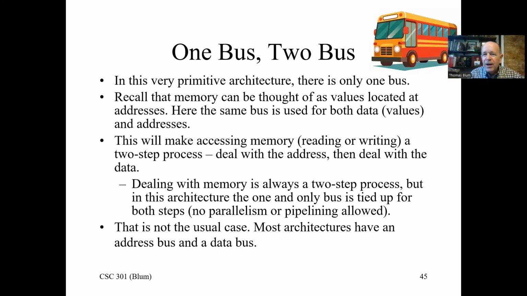But a more sophisticated architecture that we'll talk about later can have multiple buses. And then in dealing with memory, you still have to do the address and then the memory, but you can have somebody's address coming in while somebody else's data is going out at the same time. So you can get some parallelism or some pipelining going on and be more efficient, but not in this simple architecture we're talking about here.